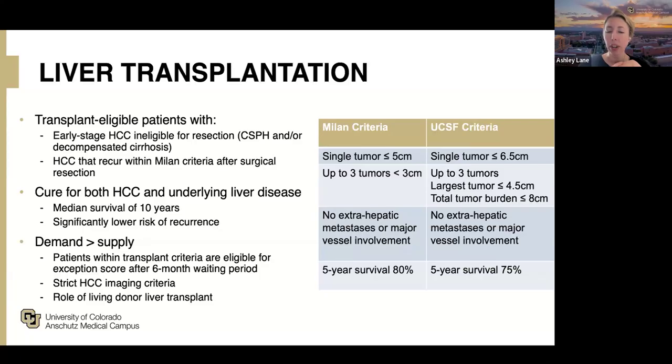The UCSF criteria, which is a newer criteria, is a little more liberal with similar outcomes compared to the Milan criteria. So that takes a single tumor up to 6.5 centimeters or up to 3 tumors, the largest tumor being up to 4.5 centimeters. But the total tumor burden, regardless, has to be up to 8 centimeters, so nothing greater than that. Just like the Milan criteria, they can't have extrahepatic disease, so no evidence of metastatic disease or major vessel involvement.